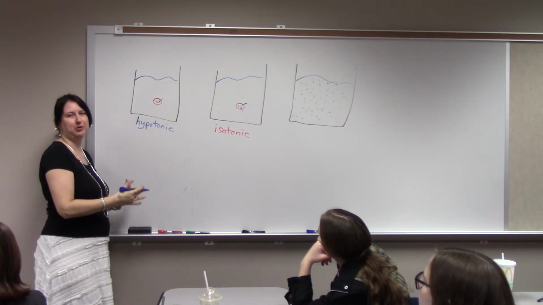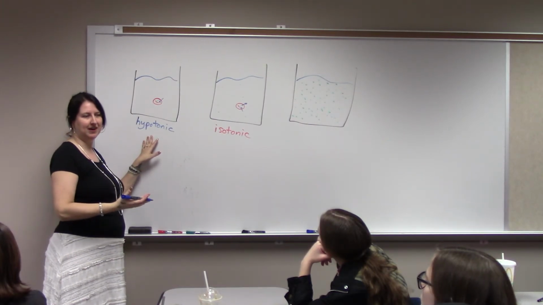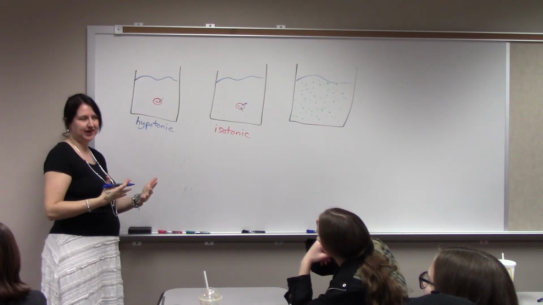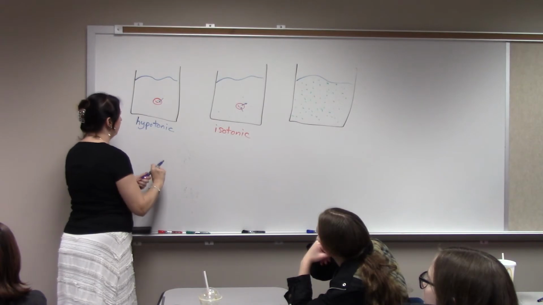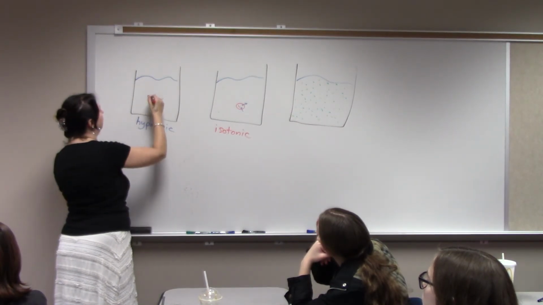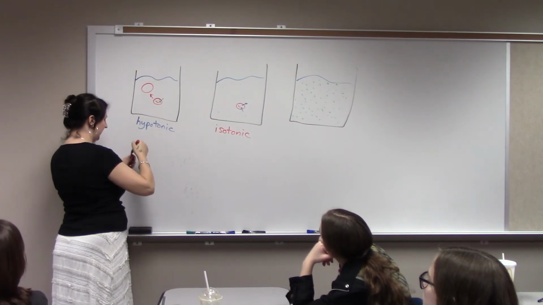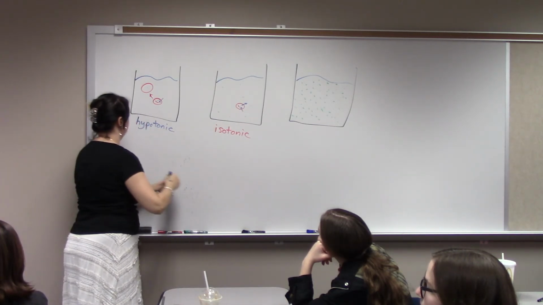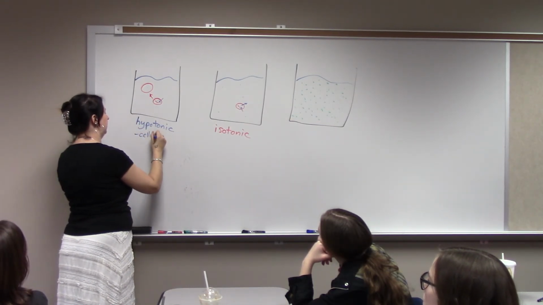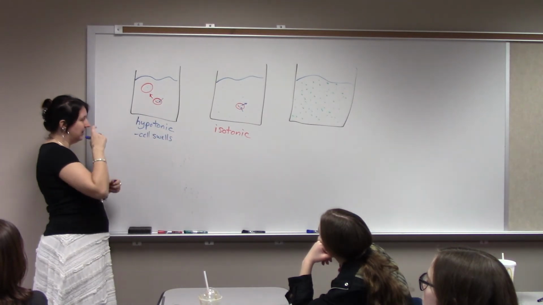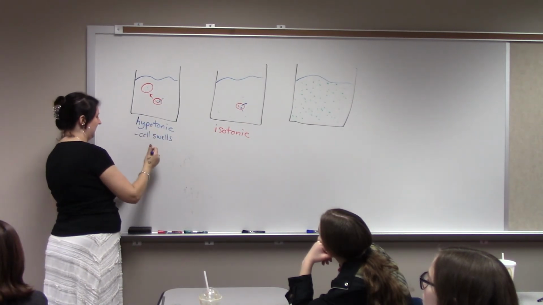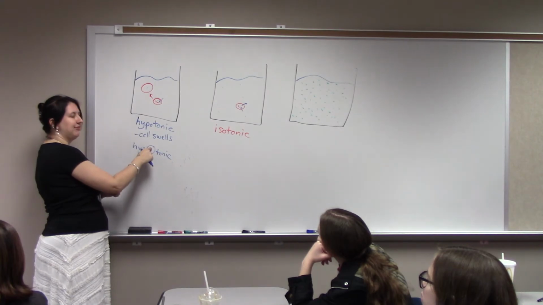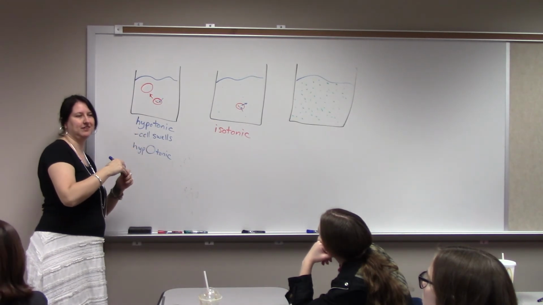This solution is called hypotonic. Hypo is below, like a hypodermic needle goes under the skin. Here it means lower concentration. You put water into the cell, and it's going to swell. One way to remember this, think hypotonic, and that's your big fat cell from sucking up the water.